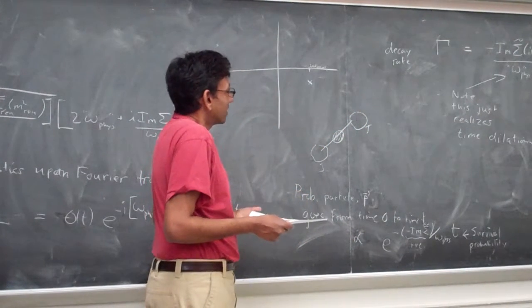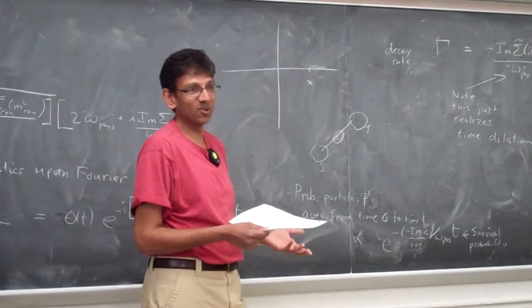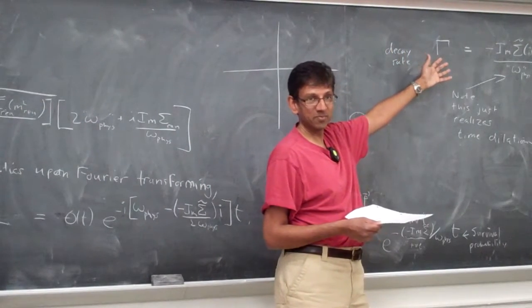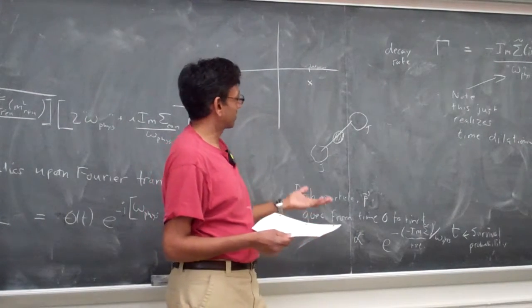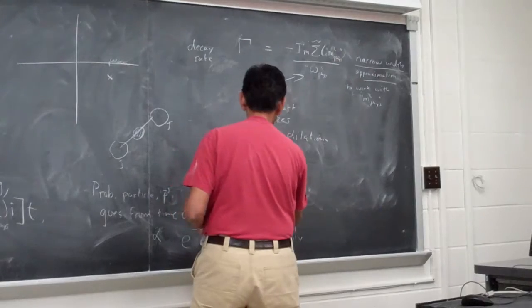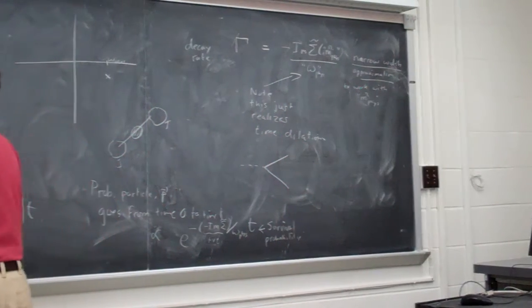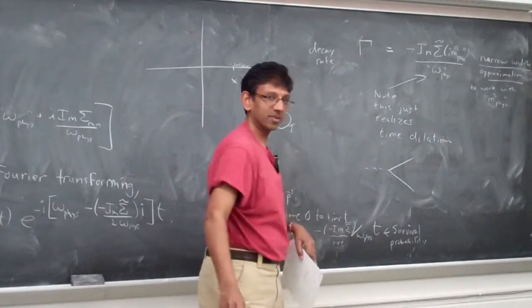Of course, 1 minus the survival rate is the decay rate. So, not surprisingly, we are able to get a formula for a decay rate. But you might have thought there's another way to do it. If you want to look at the decay of the particle, why didn't you just consider the particle decaying? Why didn't we consider this other diagram? Why not just do that diagram?